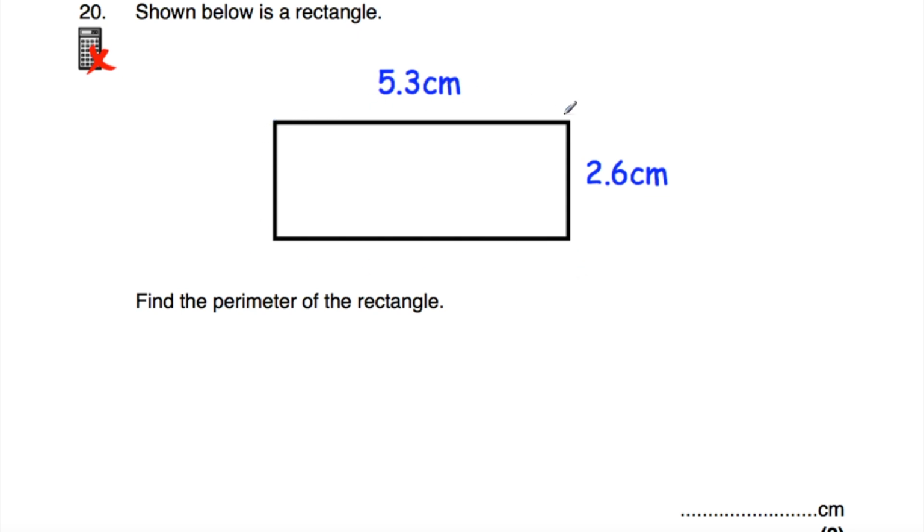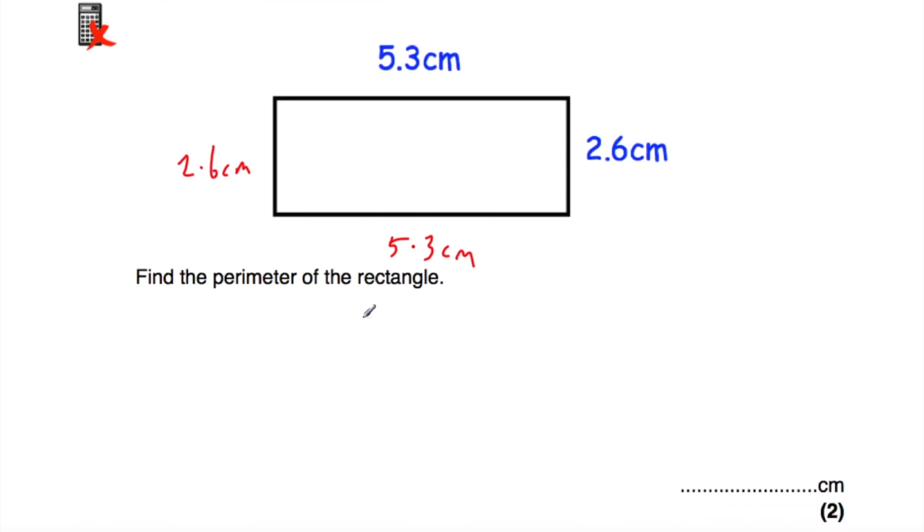So that'll be 5.3 centimeters plus 2.6 centimeters plus another 5.3 centimeters, because this length would also be 5.3 centimeters. It's the same length as the opposite side of the rectangle, and plus another 2.6 centimeters, that distance there. So to find the perimeter, we just need to do 5.3 plus 2.6 plus 5.3 plus 2.6. Or you could do 5.3 doubled, which is 10.6. You could do 2.6 doubled, which is 5.2, and then add those together. It's really whichever one you prefer.